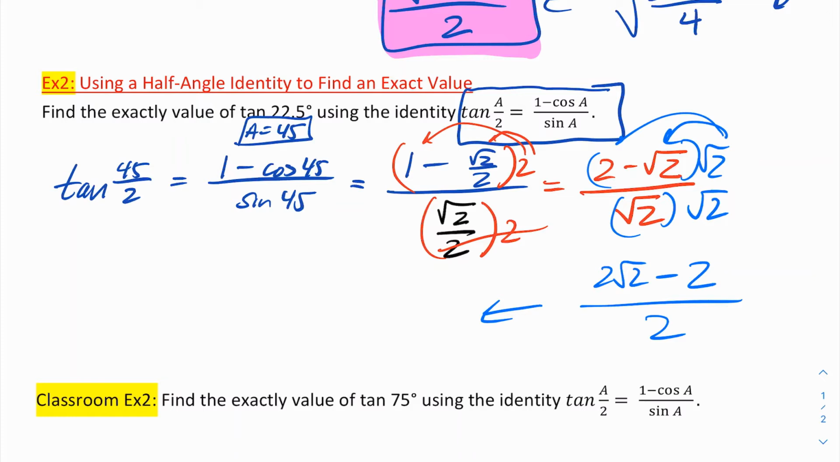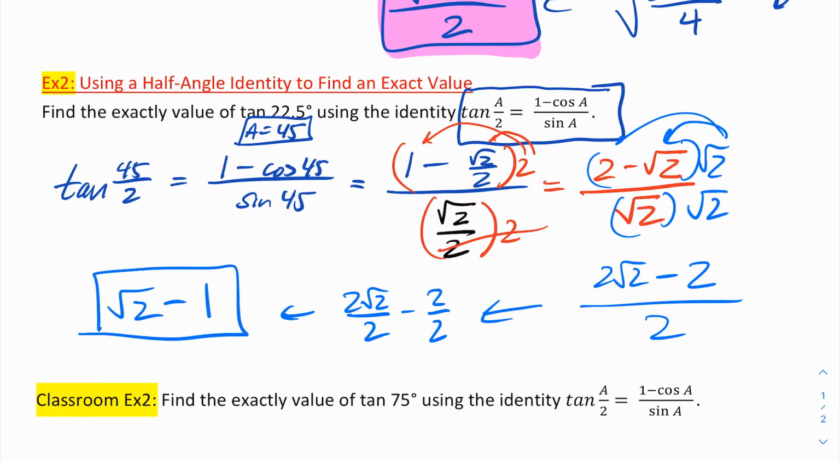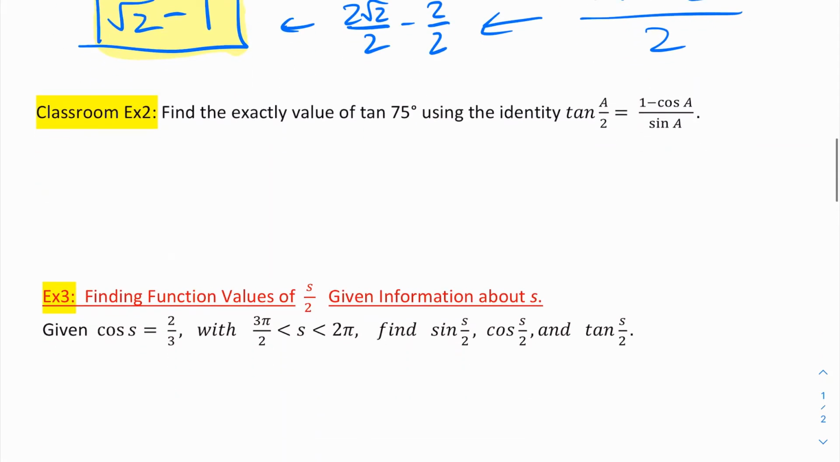And then if you reduce this, again, when you reduce this, you're basically going to make a fraction out of both of them. So you're going to have the square root of 2 and then minus 1. Okay, and that will give you the answer to this. This is equal to radical 2 minus 1. All right, I would like you guys to try the next problem, please.